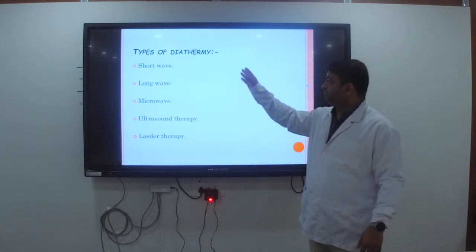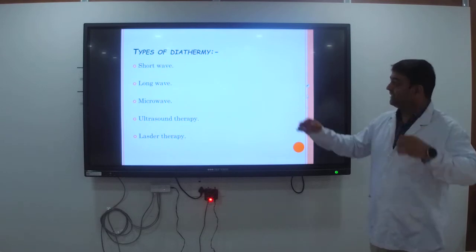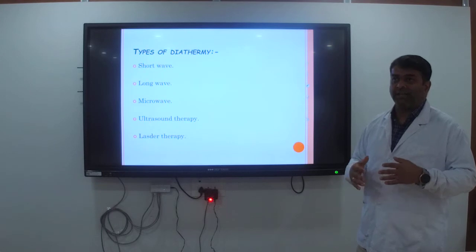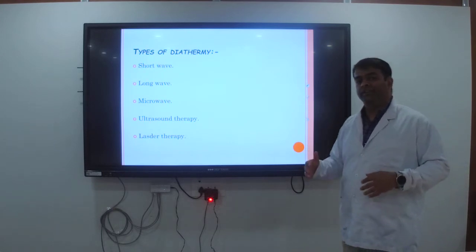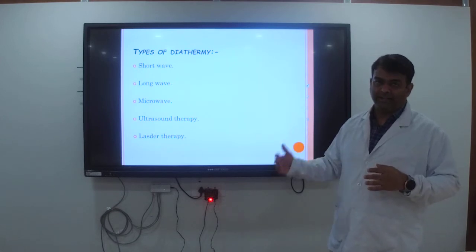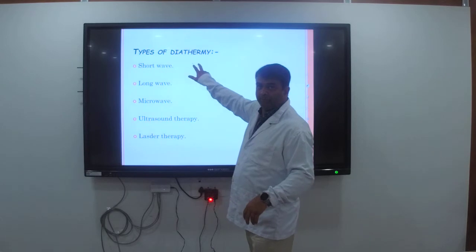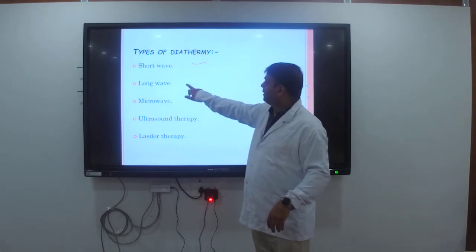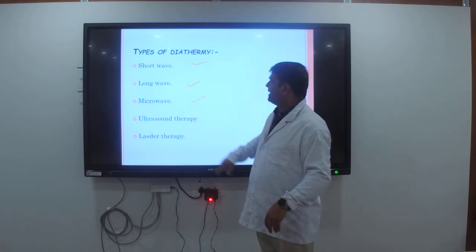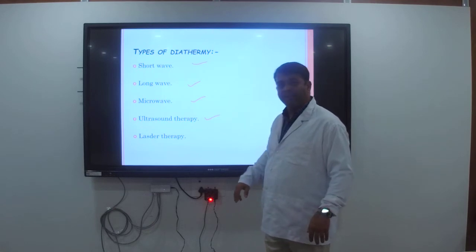Okay, types of diathermy. There are different types of diathermy, meaning the methods and the instruments through which we can give deep heating to the patient for any disorder. Here, first is short wave diathermy. Next is long wave diathermy, third is microwave diathermy, the fourth one is ultrasound therapy, and the next one is laser therapy.